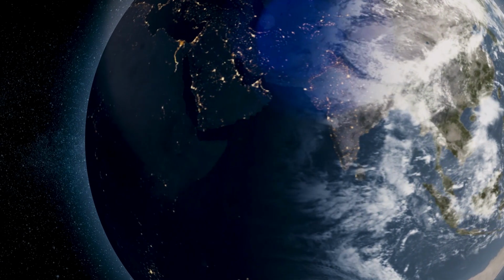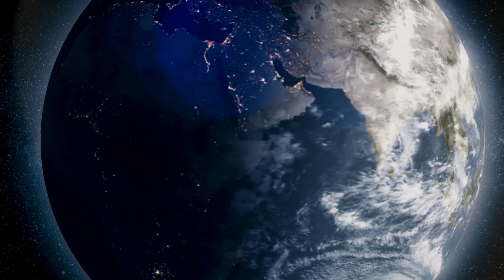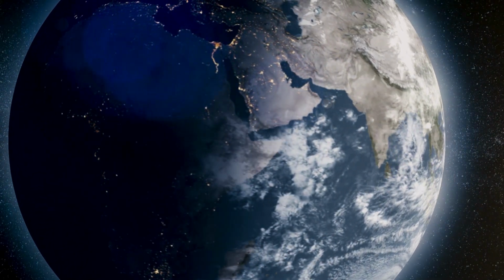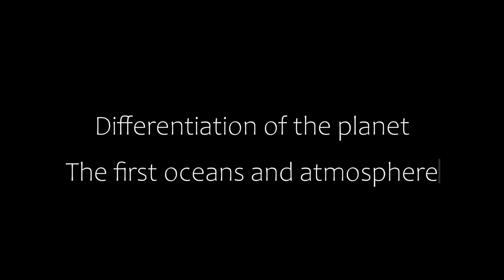But over time, important changes took place that allowed the planet to form, which subsequently made the Earth habitable. In this video, we explore a process called planetary differentiation, when the Earth began to cool and separate into different layers, as well as how the first oceans and atmosphere appeared.